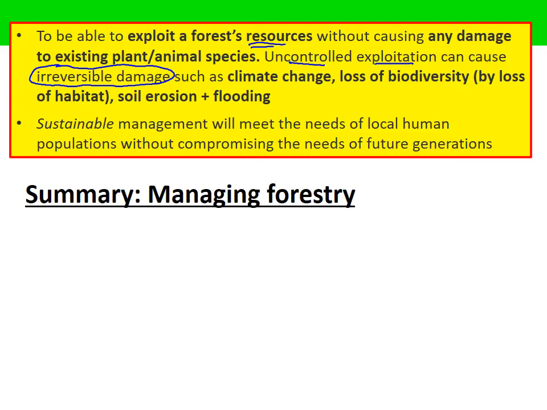We know deforestation can result in a loss of biodiversity because of a loss of different habitats. It can also result in both soil erosion and flooding in low-level areas. So if you have a look at the deforestation video, we can see some of the consequences of that on the environment. Now, sustainable management of a forest will meet the needs of the local human population. So, for example, supplying timber and wood, but without compromising the needs of the future generations, because the forest has been managed and sustained, so there's no permanent damage to the forest.